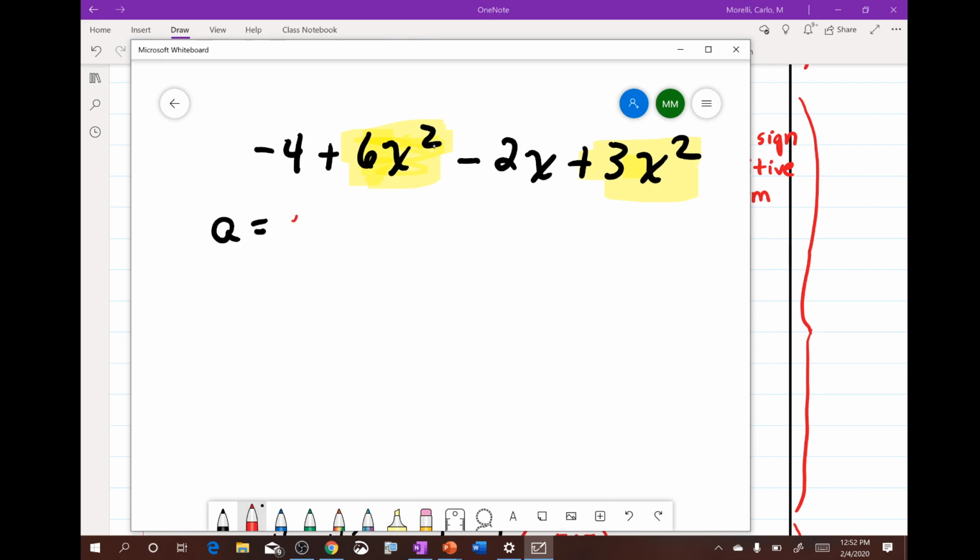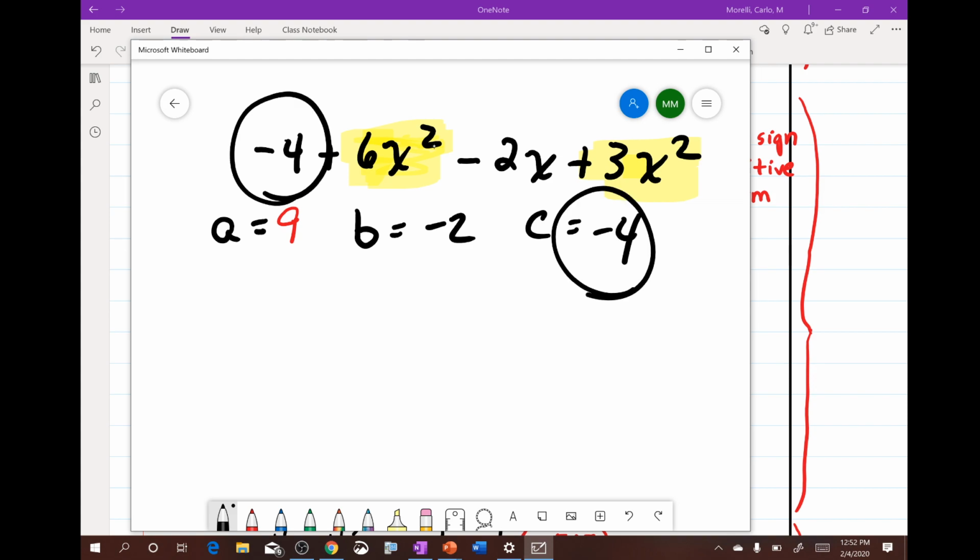A is 9. What's B? What's C? -4. What's the y-intercept? -4. Is it open up or down? A is positive. It opens up. Got some smart people in here. Good job. You getting it a little bit?